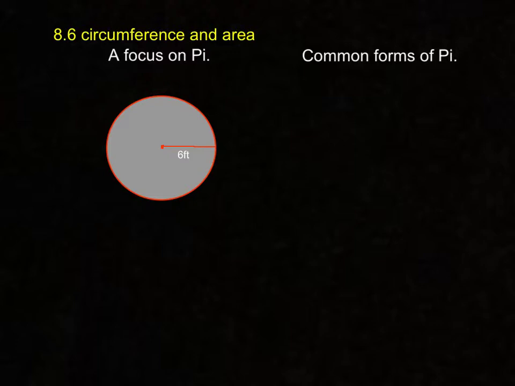Only circles, because of the unique ratio of the distance around the circle compared to the distance across the circle through the center. So as we begin, what are some common forms of pi and when would they be used?